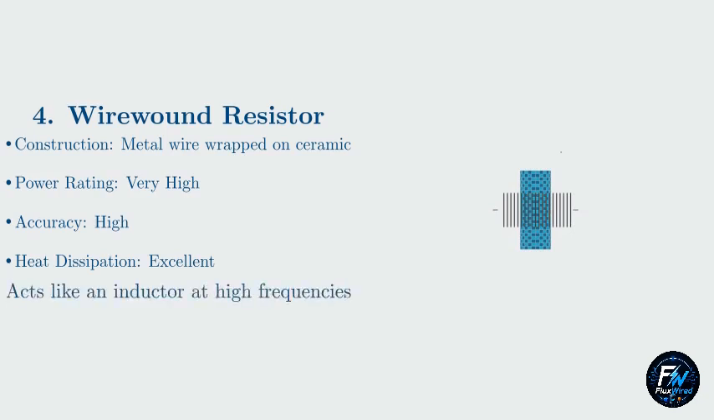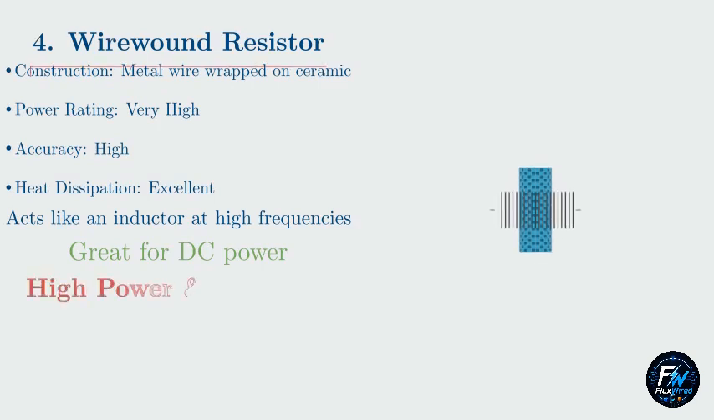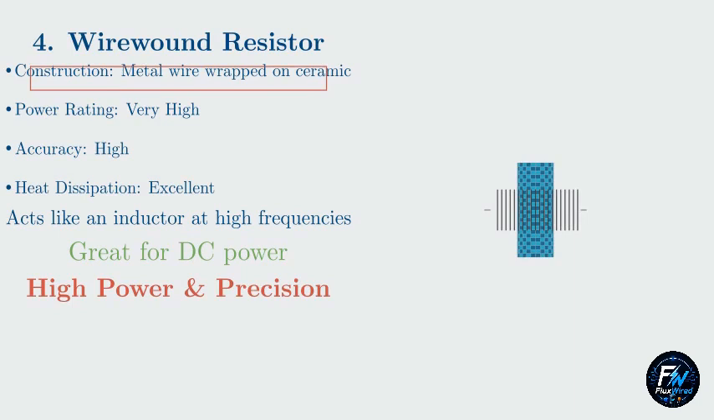One interesting detail: because they are essentially a coil of wire, they can act like an inductor at high frequencies. This means they are great for DC power applications. But you wouldn't want to use a standard wire-wound resistor in a high-frequency radio circuit unless it was specifically designed to be non-inductive. In summary, if you see a large resistor that looks like a miniature radiator, it is likely a wire-wound resistor built for heavy lifting.